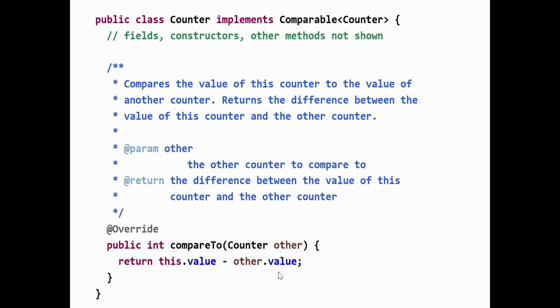So if I return the difference between these two values, that tells you the difference between the two counters. If I return 5, then I know that the value of this counter is 5 larger than the value of the other counter. If I return minus 2, then I know the value of this counter is 2 less than the other counter. That information might be useful to someone who's using the class.